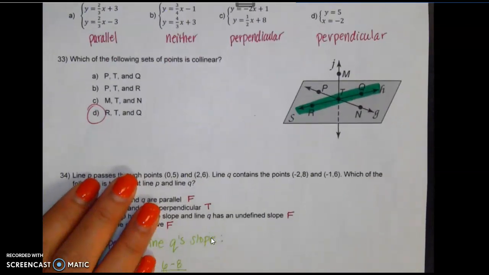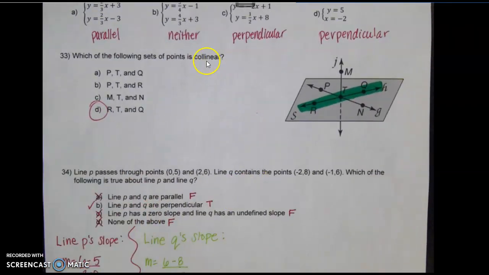Number 33, it says, which of the following sets of points is collinear? Collinear means they're on the same line. R, T, and Q are on the same line.